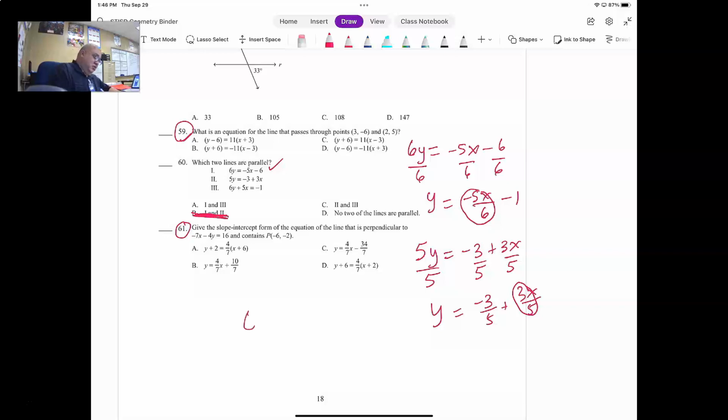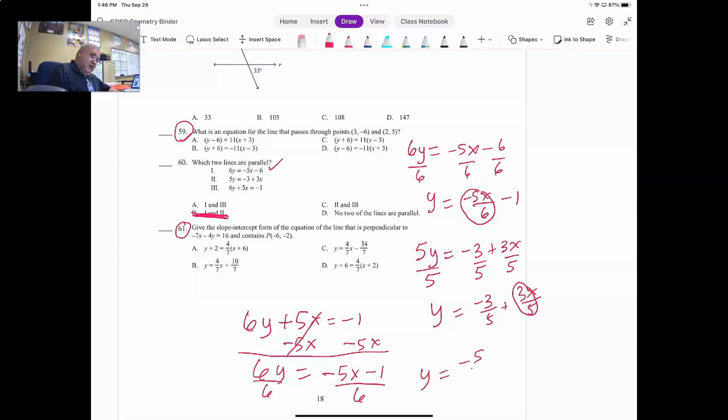Okay, the last one, 6y plus 5x equals negative 1. Subtract 5x from both sides. So you have 6y equals negative 5x minus 1, divided by 6. So y equals negative 5 over 6 x minus 1 over 6. And you see that's negative 5 over 6. And you see that's negative 5 over 6. So actually the two that are parallel are 1 and 3. So your answer is A.